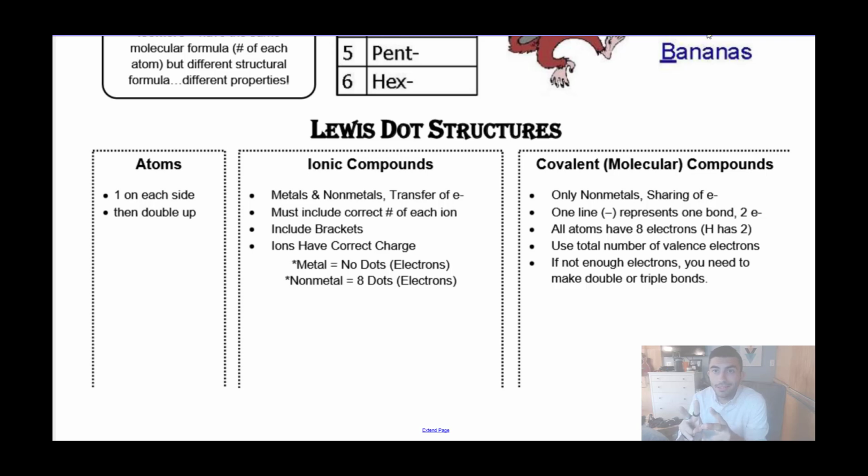All right, so here is bonding part 2. We're going to pick up with Lewis dot structures. We can draw a Lewis dot structure for an atom or for a compound. The rules are a little bit different if it's ionic or covalent.